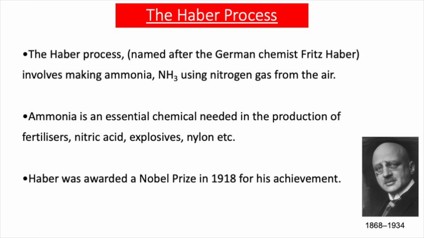Now in this video we're going to look at the Haber process, which is one of the world's most important industrial processes, and it's named after the German chemist Fritz Haber, and it involves making ammonia, NH3, using nitrogen gas from the air. The reason it's one of the world's most important industrial processes is that without ammonia we wouldn't be able to make fertilizer, and without fertilizer 3 billion people would starve because we wouldn't be able to make enough food for the world's population.